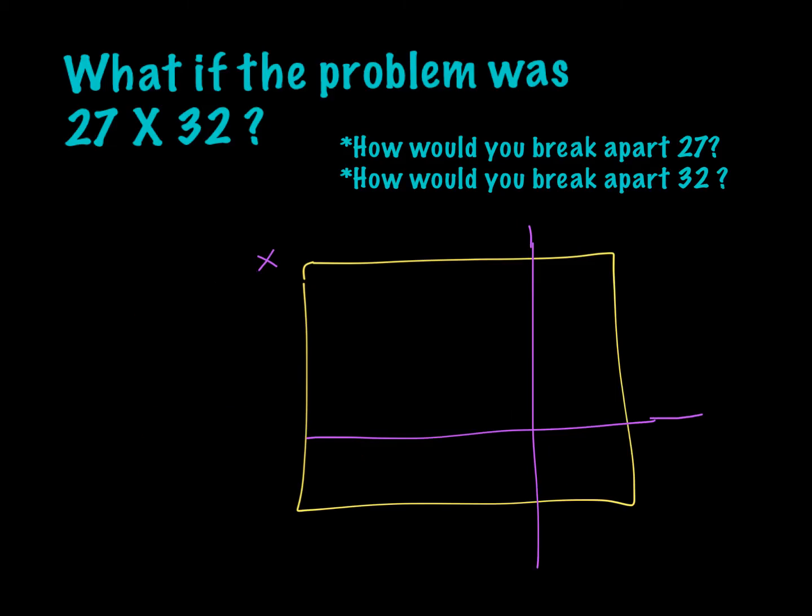Now what if the problem was 27 times 32? How would you break apart 27? And how would you break apart 32? By place value, we have 20, and we have 7, and we have 30, and we have 2.